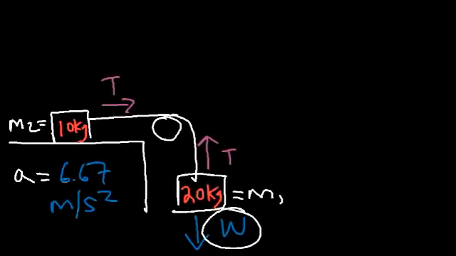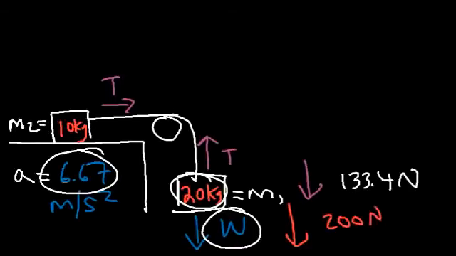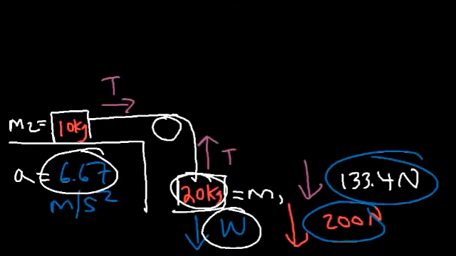So let's calculate the net force of each block. The net force for the 20 kilogram block is going to be 20 times the acceleration of 6.67. So the 20 kilogram block feels a net downward force of 133.4 newtons. Now keep in mind the weight force is 20 times 10, it's mg. The weight force is 200. So the difference between these two forces is equal to the tension force.